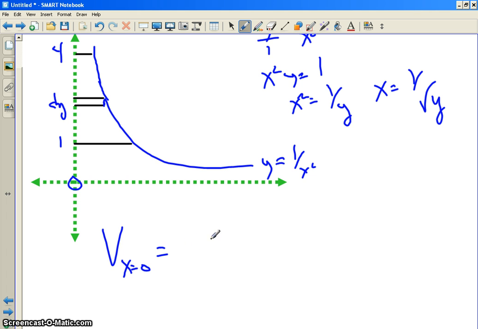It's still a disk, so pi r squared times the thickness, right? So pi, who's r? 1 over rad y. So what's r squared? 1 over y, right? What's the thickness? Pi r squared is the area of the circular face times the thickness for the volume of the very thin cylinder or disk. The thickness is what? dy, and that's it from 1 to 4.